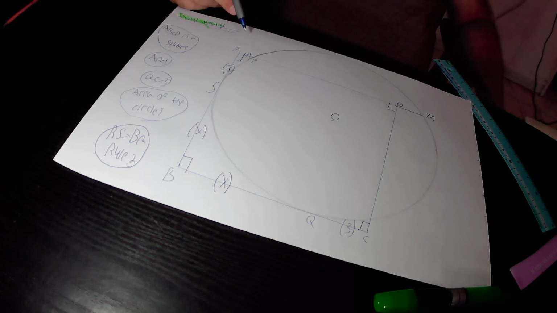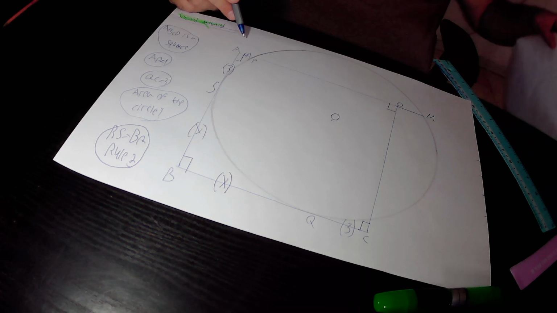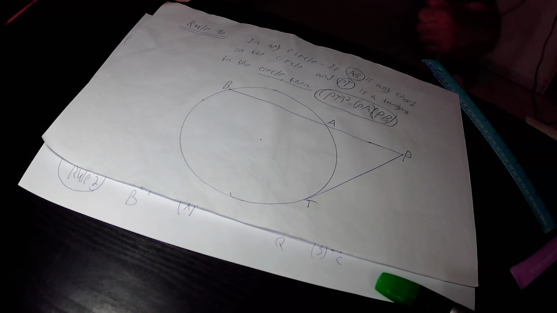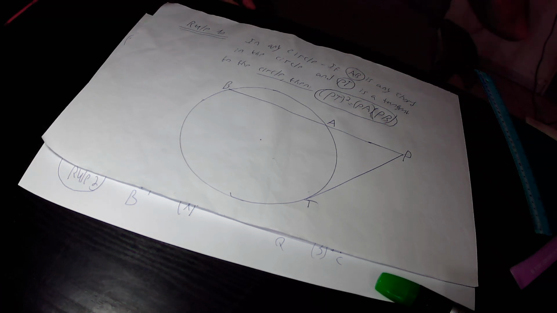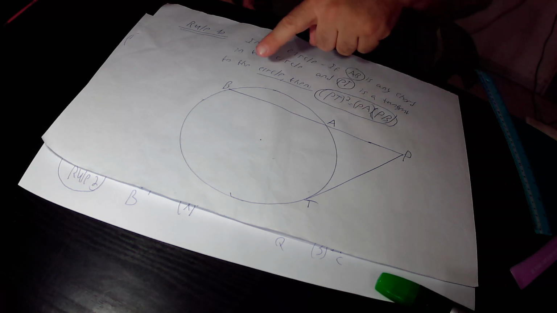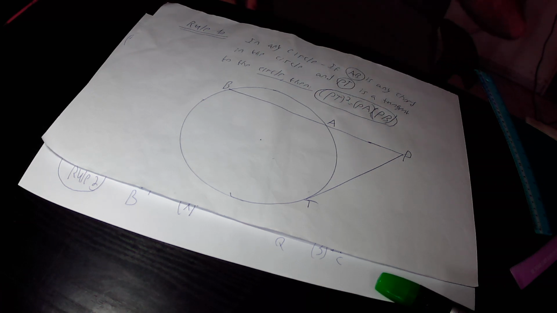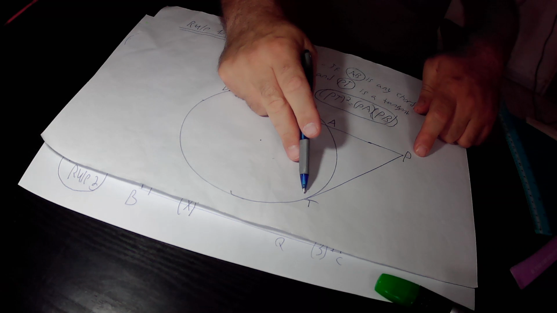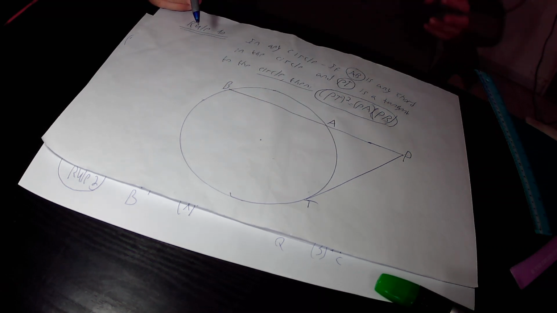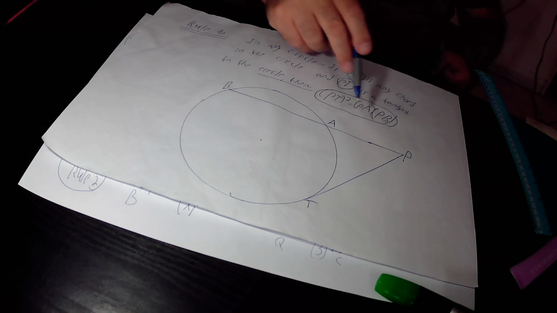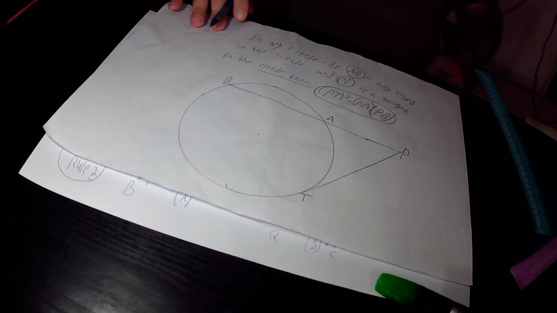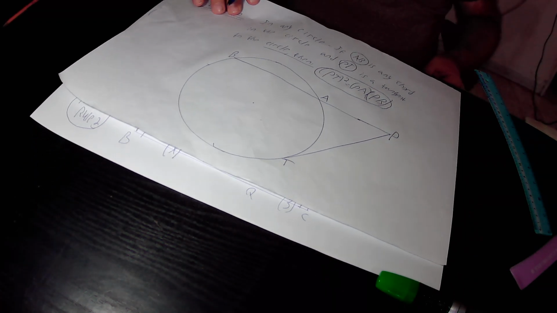And therefore we can implement here rule 10. According to rule 10, in any circle, if AB is a chord inside the circle, and PT is a tangent to the circle at point T, then the following equation is true: PT square equals PA times PB. Again, PT square equals PA times PB. So we can definitely implement rule 10 in our drawing.